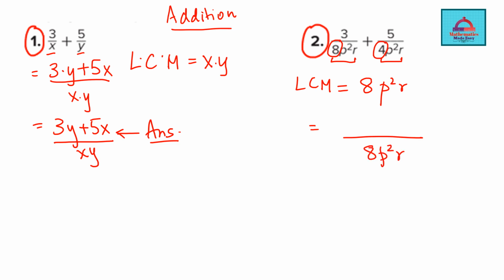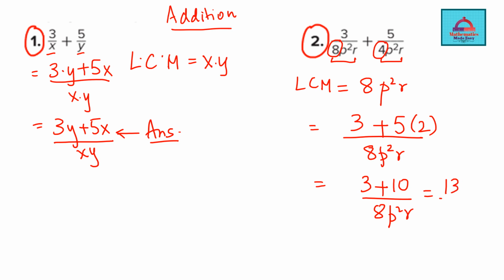So I take that. Now, the first term has the same LCM, same denominator, so no change to the numerator. Add 5 times this. Now this is 4p square r and you need 8p square r, which means you multiply with a 2 here. So that's your numerator. What do you get? 3 plus 5 times 2, so 3 plus 10. The final answer is 13 over 8p square r. Okay, so I hope you see how you do LCM and how you do addition.